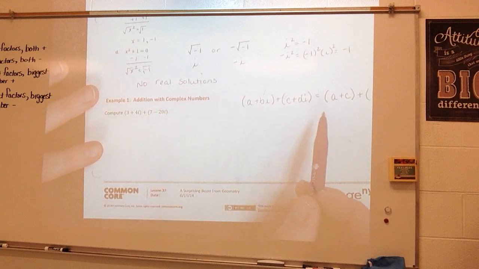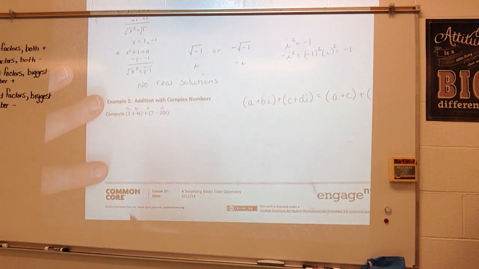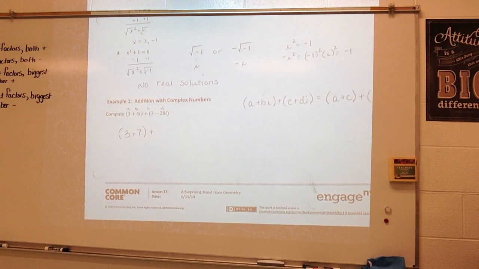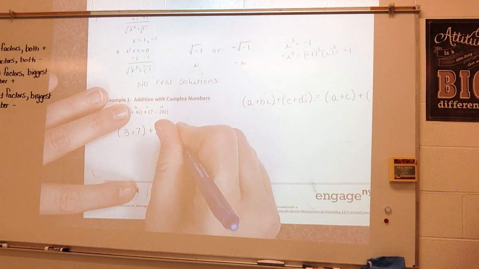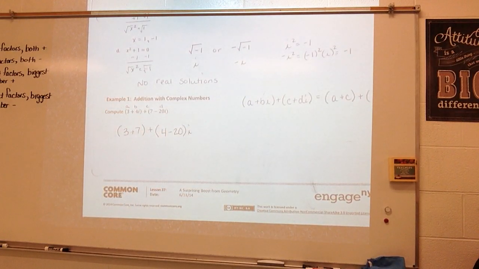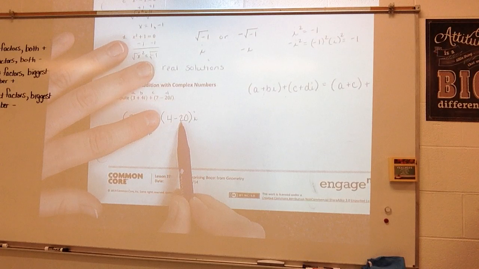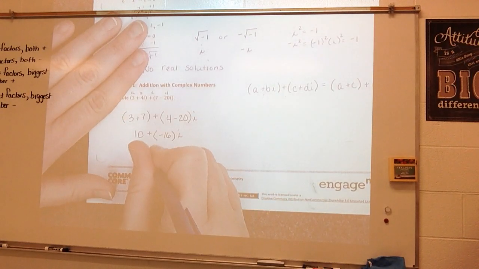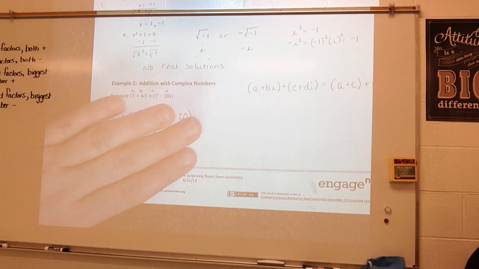Alright, so I can do my a and my c. So this is a, b, c, d. Alright, so I can do 3 plus 7 plus 4 minus 20 times i. So now I can do 3 plus 7 is 10, plus 4 minus 20 is negative 16 times i. So I could rewrite it as 10 minus 16i. And that's how simple it is.